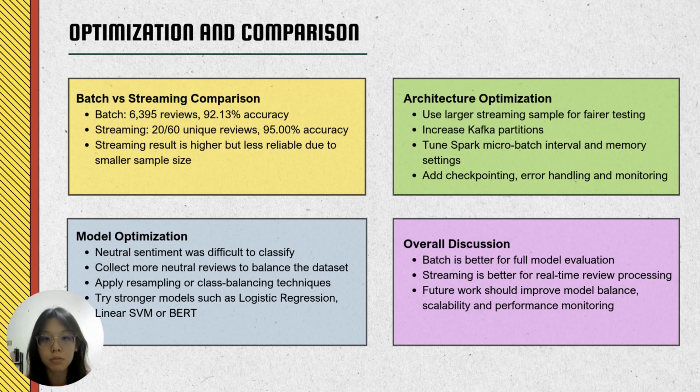Next, for architecture optimization, a larger streaming sample should of course be used, and Kafka partitions and Spark micro-batch settings could also be improved, together with checkpointing, error handling, and monitoring of the whole process. Overall, batch is better for full model evaluation, while streaming is better for real-time review processing.